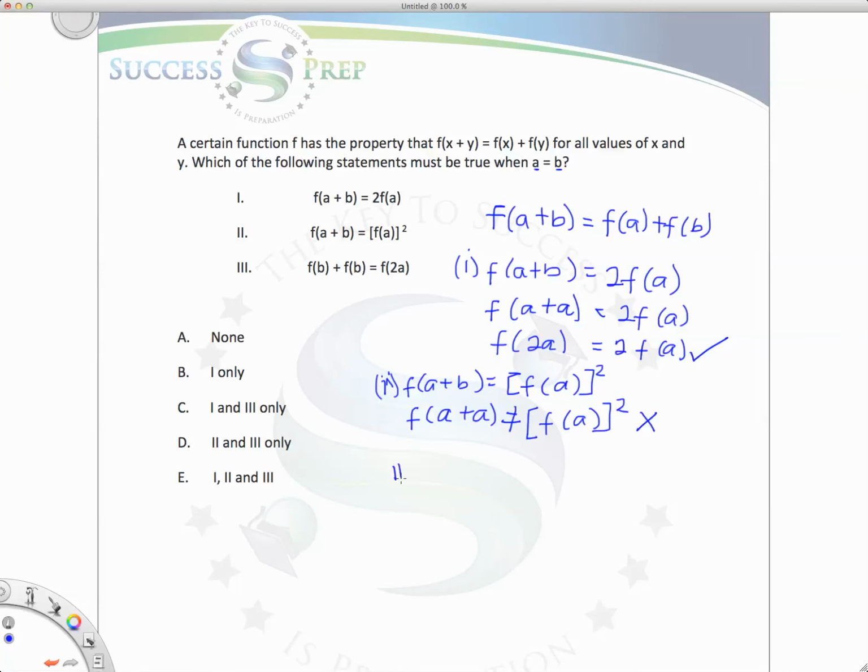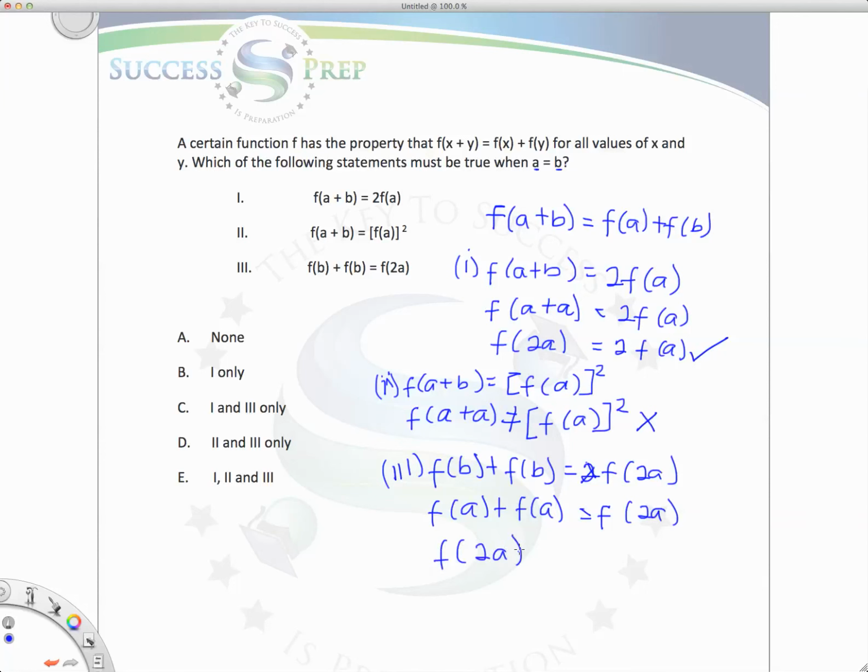Let's go to statement 3. Statement 3 says f of b plus f of b is equal to f of 2a. Okay? Substituting the value of b for a, I can write this as f of a plus f of a is equal to f of 2a. If you notice, this function is the very same function that we had on the very top, whereby you know that the value of f of 2a, in this case, a plus a is 2a, is equal to f of 2a. So in this case, statement 3 is correct.